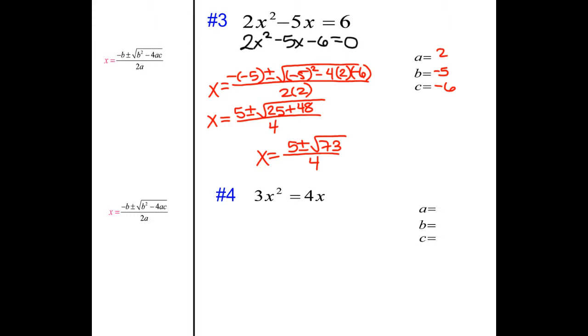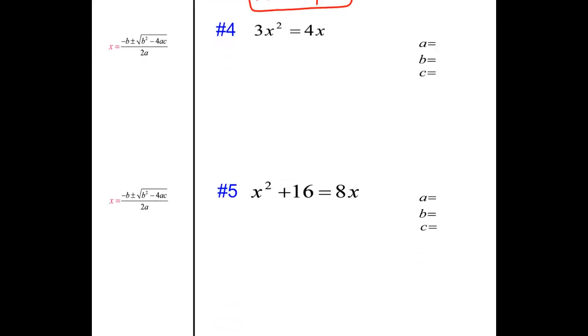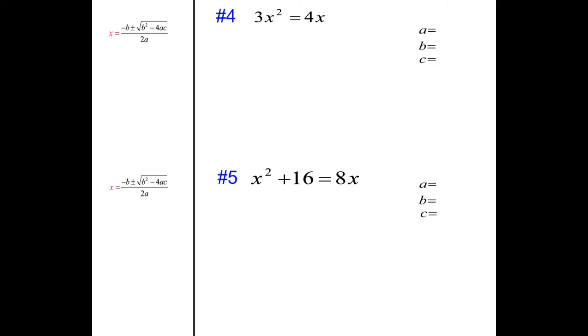Now 73 is a prime number, so I can't simplify that square root at all, which means that's the most simplified version I can get to. All right, I want you guys to try these last two here, and I'll put up the answers in a second.